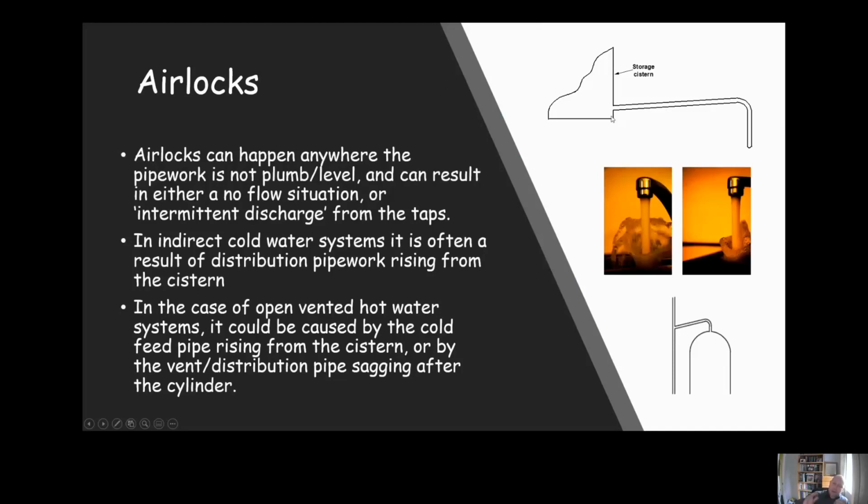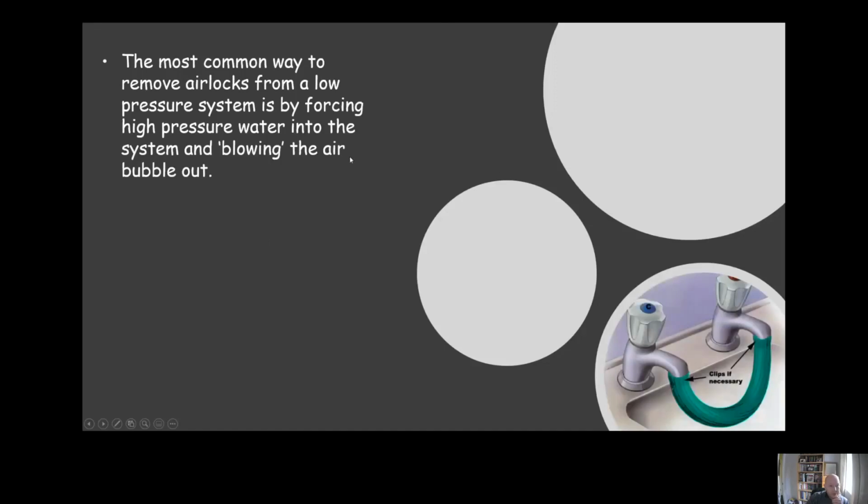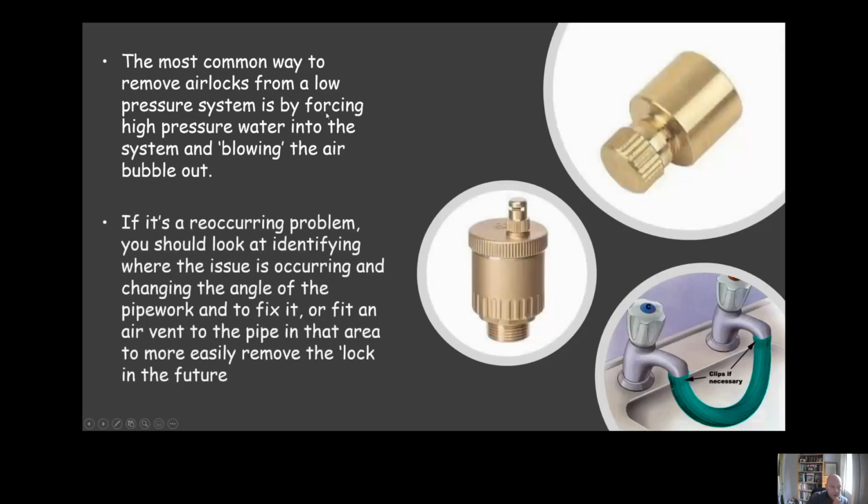And we could also remedy it if there's certain circumstances where it can't be avoided, where pipes have to go up and along and back down. You could fit manual bleed valves or automatic air release valves on them to release any air from the system. Just think ahead when you're doing your installation. Another way you can remove airlocks is by forcing high pressure water into the system, which tends to work. Or if it's a reoccurring issue, like I've mentioned, you could fit this thing here in the middle, which is an automatic air release valve, automatic air vent, or this manual bleed valve just here, or manual air release valve, air vent just here.